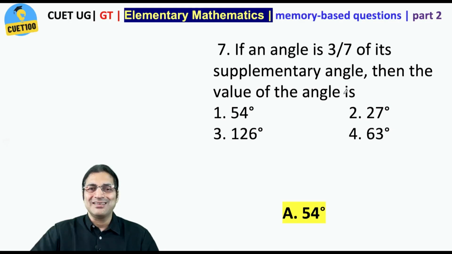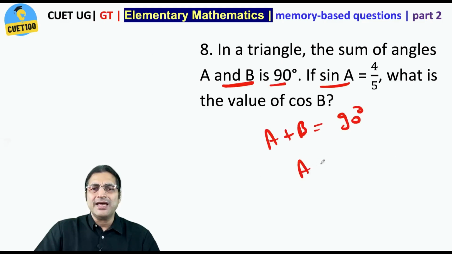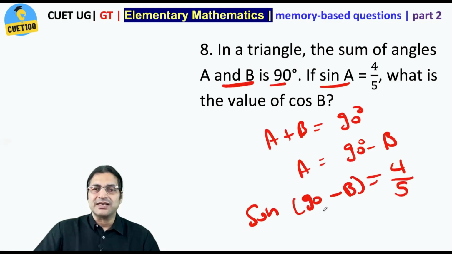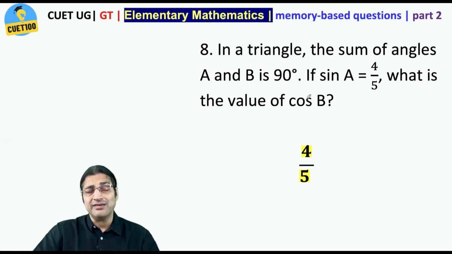In a triangle, the sum of angles A and B is 90 degree. Sine A is 4 by 5. A plus B equal to 90 degree. So, A is 90 minus B, right? Sine A is 4 by 5. So, can I say sine 90 minus B is 4 by 5. Sine 90 minus B is nothing but cos B. So, cos B is 4 by 5, and that is exactly what you are being asked. 4 by 5 is the answer.